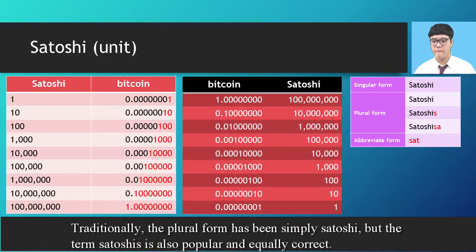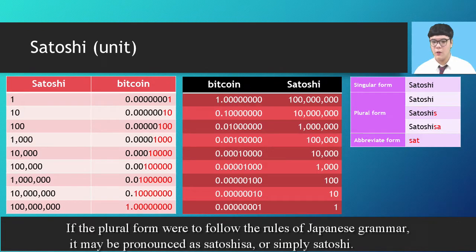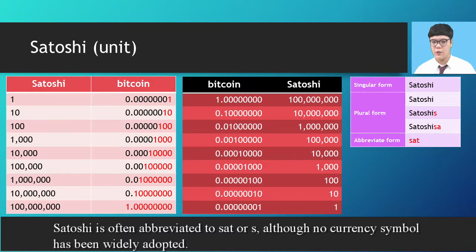Traditionally, the plural form has been simply Satoshi, but the term Satoshis is also popular and equally correct. If the plural form were to follow the rules of Japanese grammar, it may be pronounced as Satoshia or simply Satoshi. Satoshi is often abbreviated to SAT or S, although no currency symbol has been widely adopted.